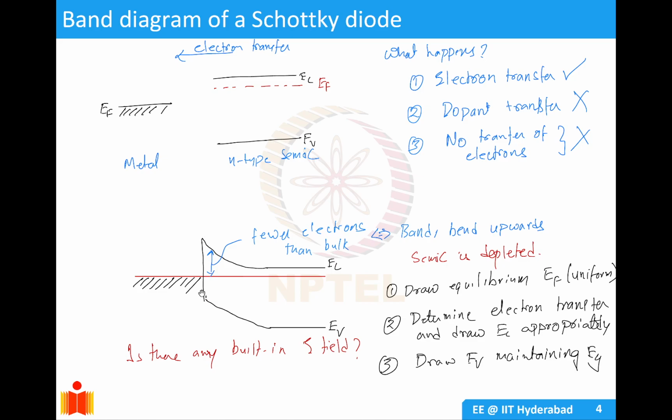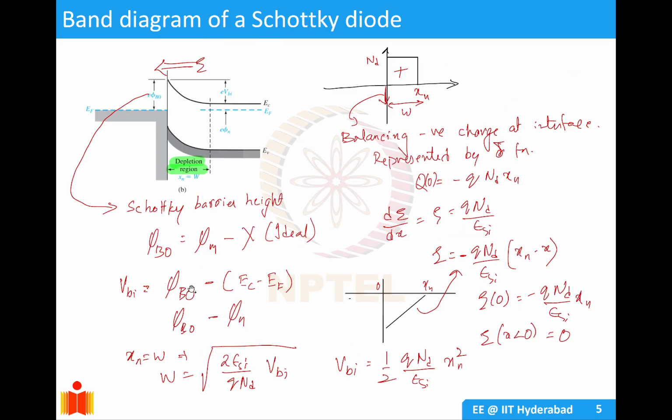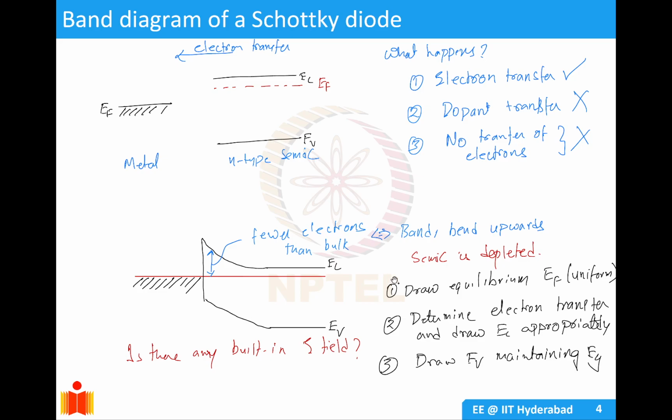So hence at this junction, the semiconductor at the contact is depleted, and this is due to transfer of electrons from the semiconductor to the metal. So the electrons will get transferred at the contact from semiconductor to the metal, causing a depletion here and creating a band bending like this.